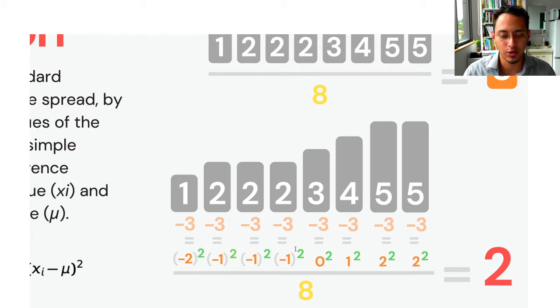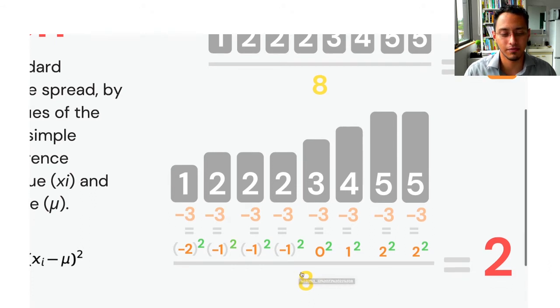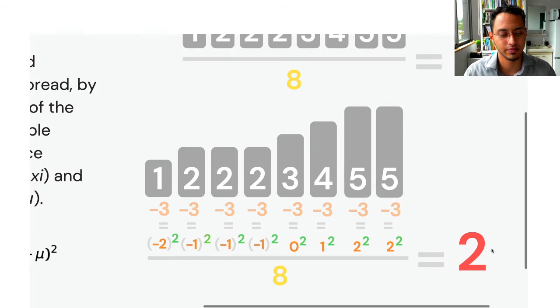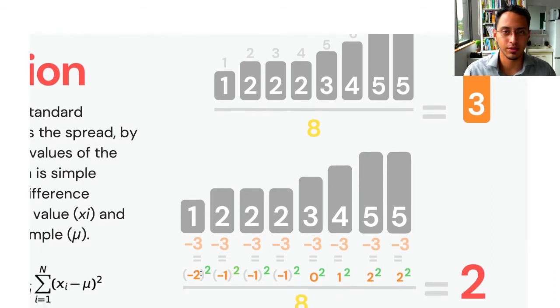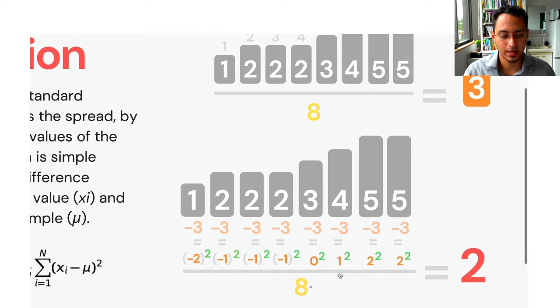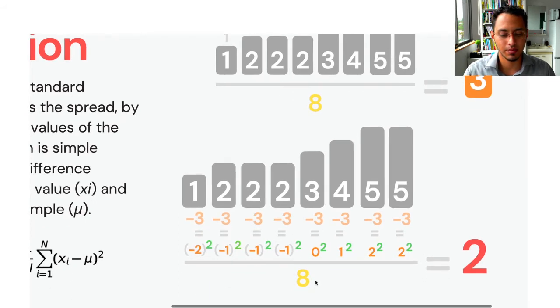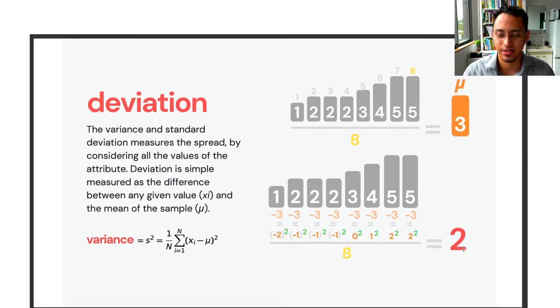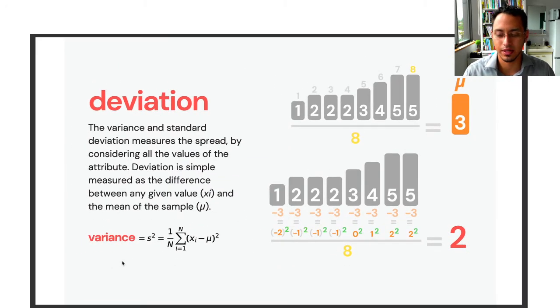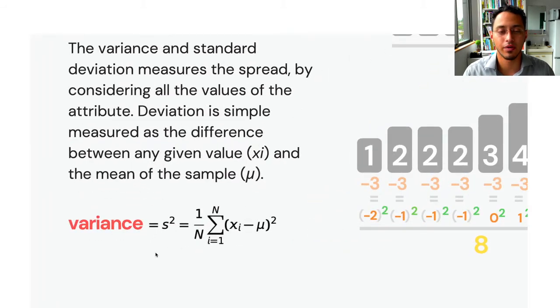You square each one of them, then you add them together and divide by the number of points, which is 8. After doing that, you get the value of 2. So first you find the mean, then you subtract the mean from all the data points. You square them because you want a positive number, and then you divide by the number of data points, which is 8, and that is your variance. So in our case, the variance is 2. And if you want the math formula, you can see here. This is the math formula for the variance.